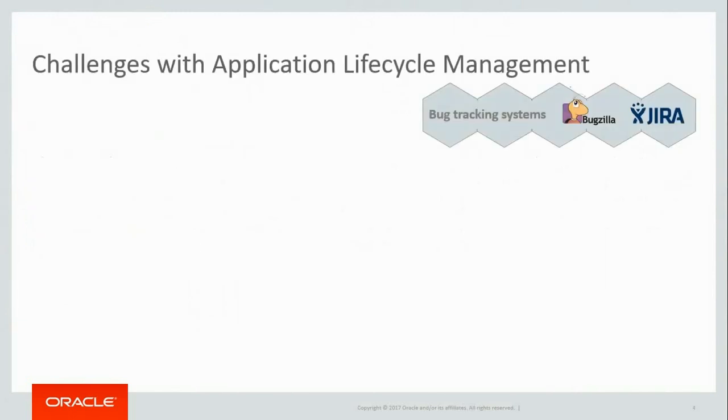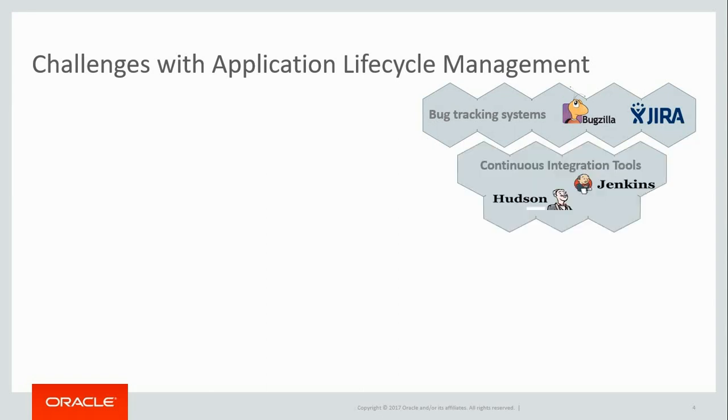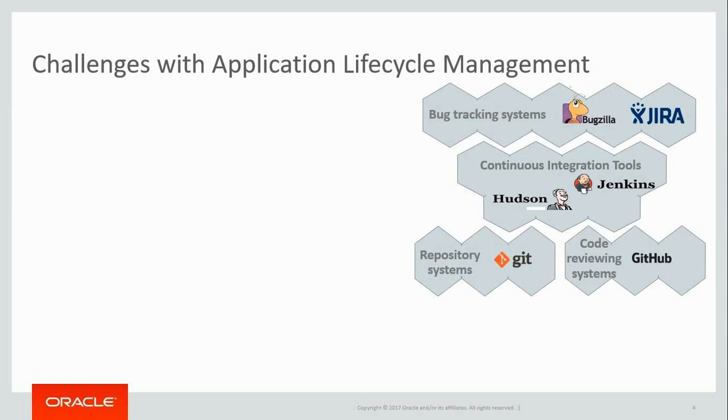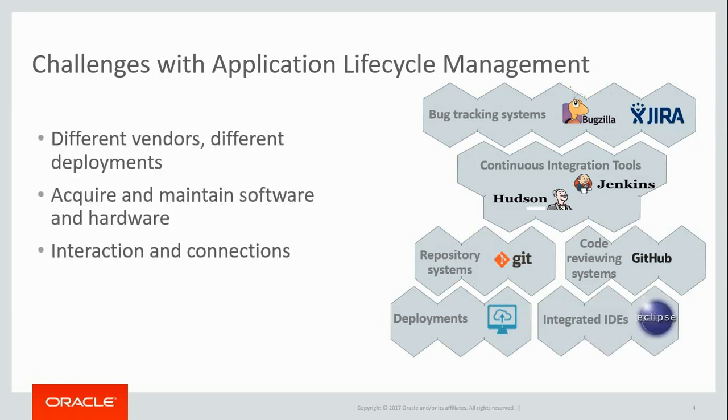So first, a bit of context. As you know, when you're trying to set up application lifecycle management in your company, there are lots of challenges. You have to set up bug tracking systems. You have to set up continuous integration or Jenkins. You have to set up repository systems based on Git, for instance. You have to decide what type of deployment strategy you want to implement, whether it's to deploy in the cloud or on premise. And of course, then you have to integrate with different IDEs to develop and code. And there are a lot of interaction, integration, and connection issues when trying to set up this type of topology.